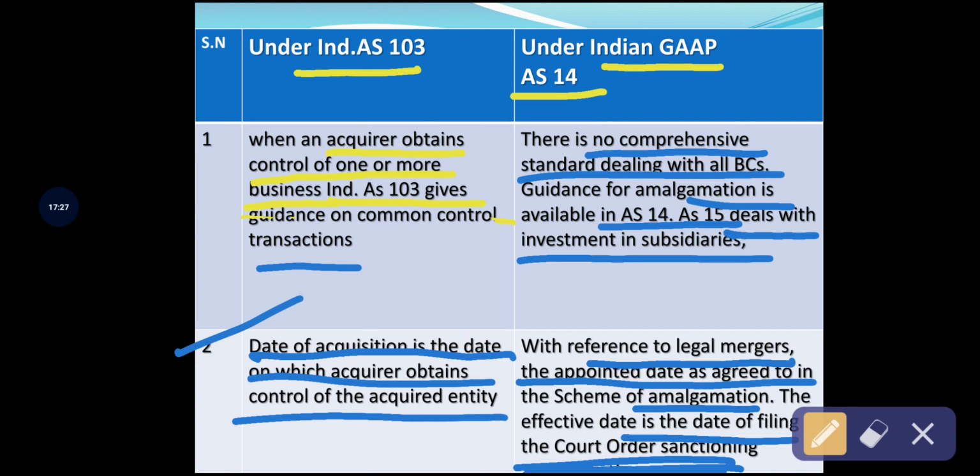But in Indian Accounting Standard, when a single entity purchases the assets and liabilities of another company, that date will be called the date of acquisition. But according to amalgamation, that is Accounting Standard 14, until there is a court sanctioning order, there is no date of acquisition. Okay, so these are the slight differences between Indian Accounting Standard 103 and Accounting Standard 14 or Indian GAAP.